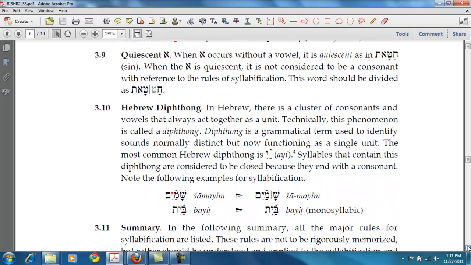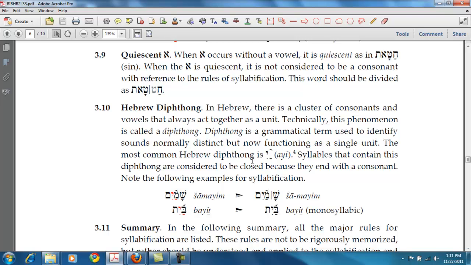310, Hebrew diphthongs. Now, this is what we were getting into. You hear a lot of this modern pronunciation, and of course, in the biblical pronunciation, it's a little different. The Hebrew diphthong. In Hebrew, there's a cluster of consonants and vowels that always act together as a unit. Technically, this phenomenon is called a diphthong. A diphthong is a grammatical term used to identify sounds normally distinct, but now function as a single unit.